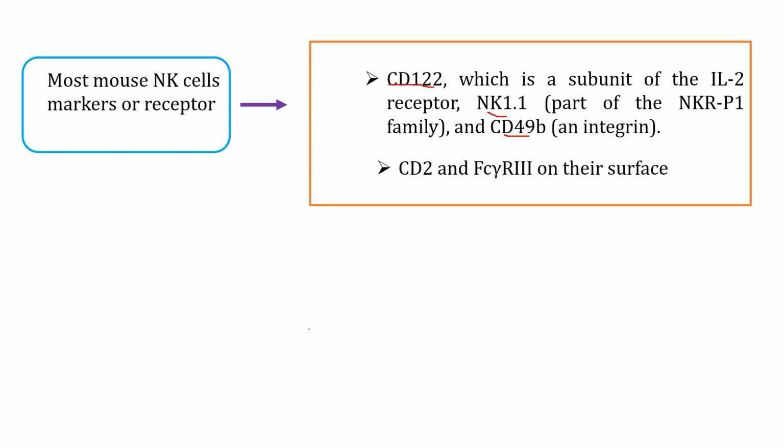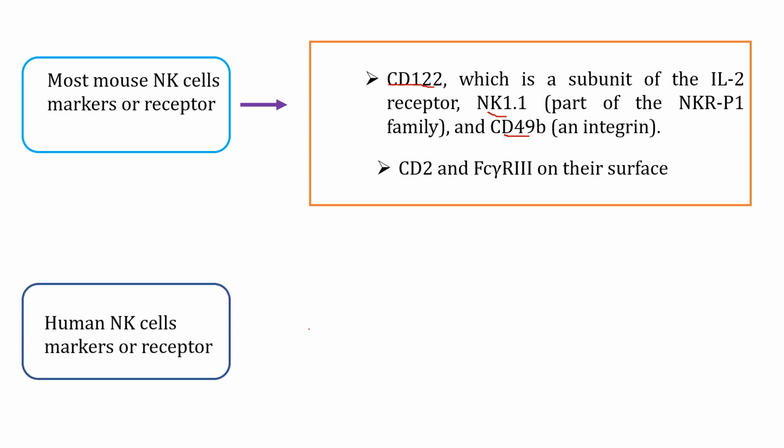Additionally, NK cells typically have CD2 and Fc gamma R2 on their surface. Interestingly, if you use a specific antibody against Fc gamma R3, it can remove almost all the NK cells from the bloodstream.